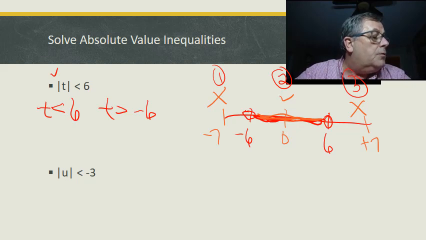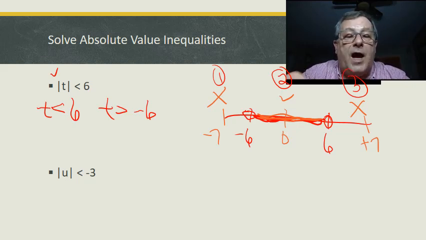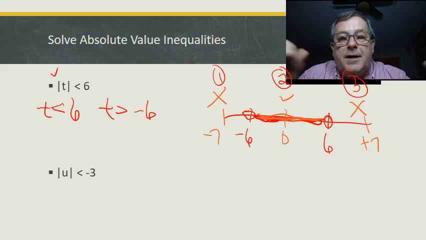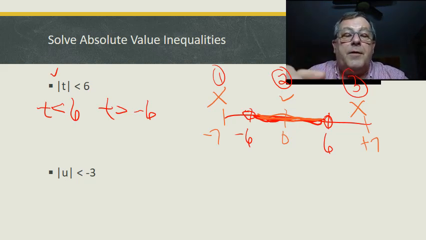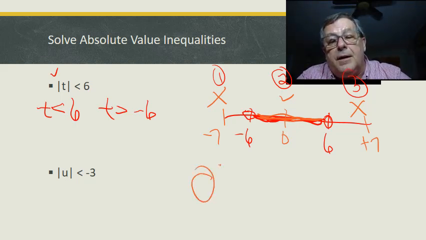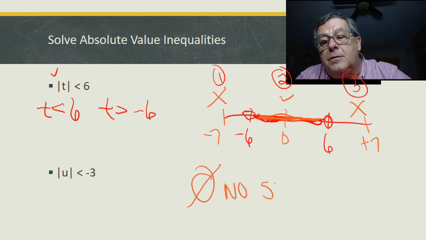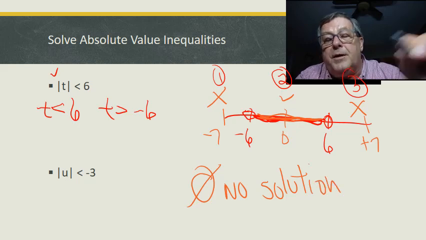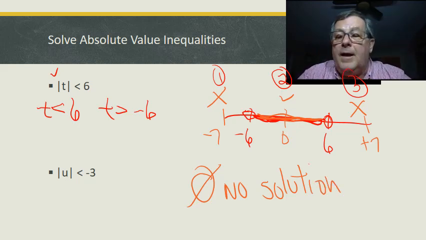Well, here's a rule. If we've got an absolute value that's less than a negative number, this is going to be different on greater than, but if we've got an absolute value less than a negative number, then this is going to be an empty set. There is no solution. There is no number we can put in the absolute value symbol that will come out to be -3.